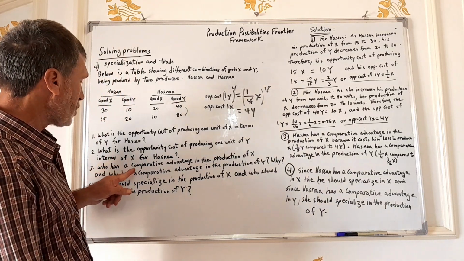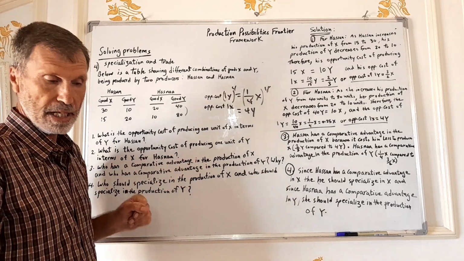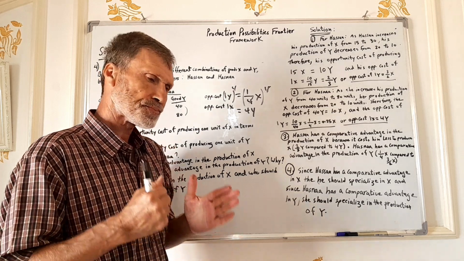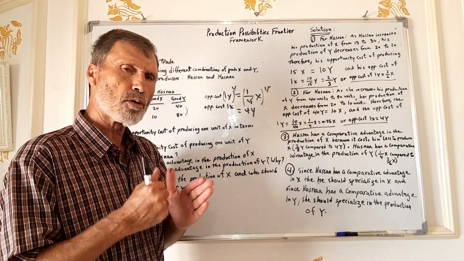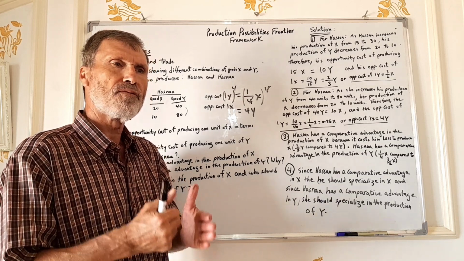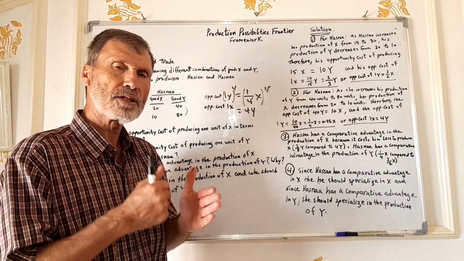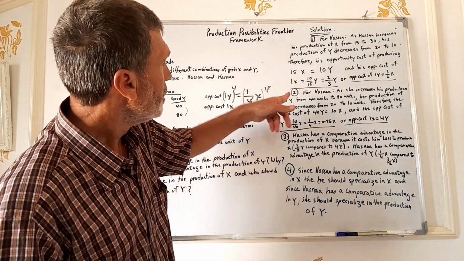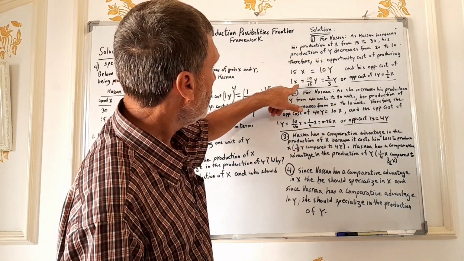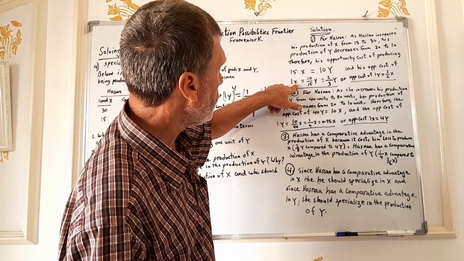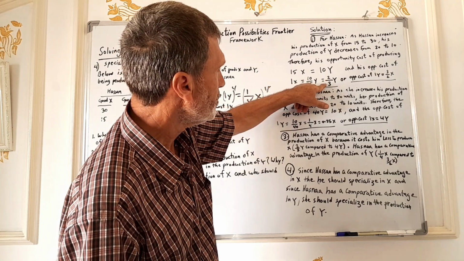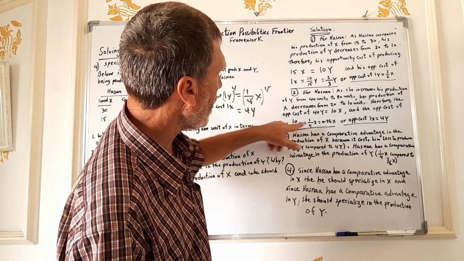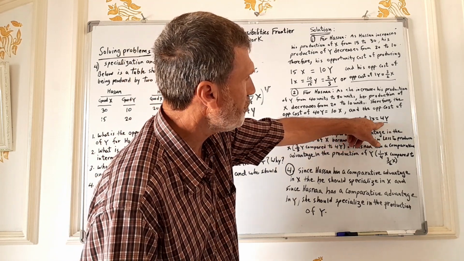Question 3 says, who has a comparative advantage in the production of X? Remember, in the explanation of the lesson, we said a person is said to have a comparative advantage in the production of a certain good if he can produce that good at a lower cost than the other person. So look over here. Hassan produces X, the opportunity cost of X is 2/3 Y. What about the opportunity cost for Hasna of 1X? The opportunity cost of 1X is equal to 4Y.